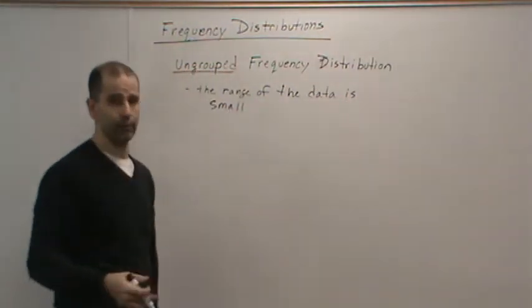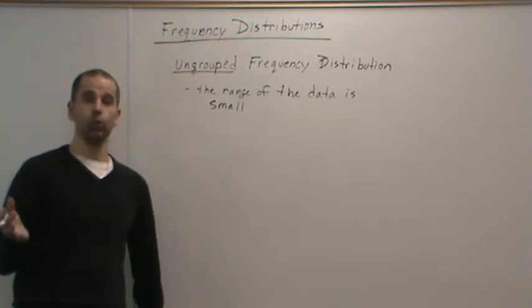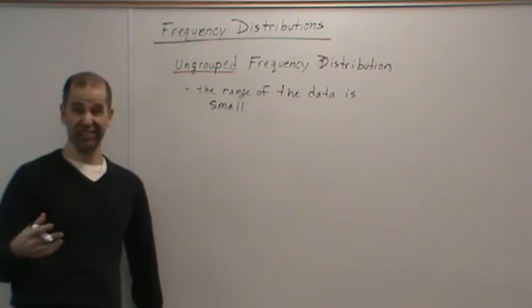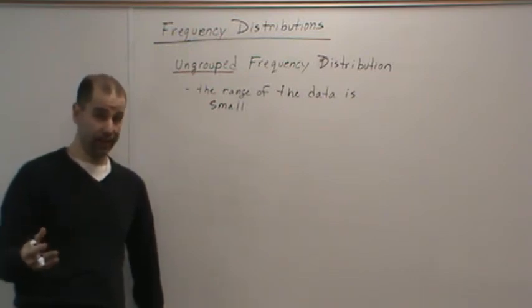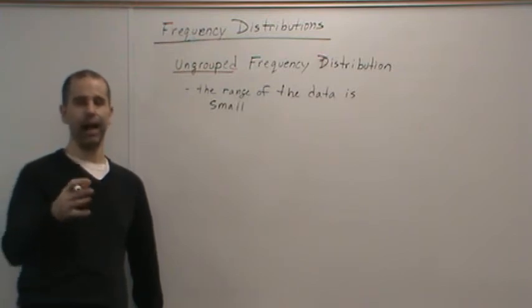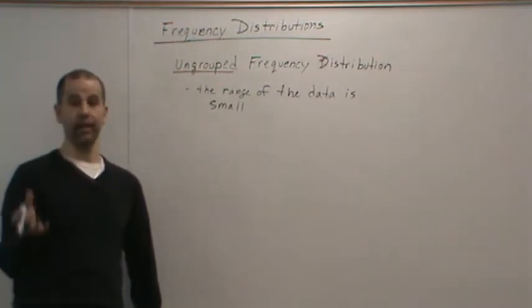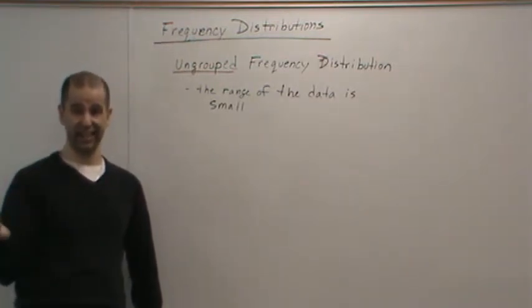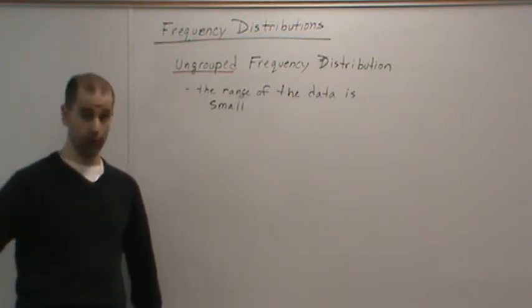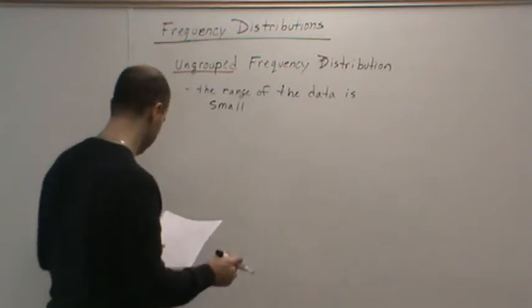What's small? There's really no rule of thumb. Usually like 11, 10, or less, you're not going to want to group. Again, you'll see why. What I would do is, if the range of the data is anything less than 10, you're probably not going to want to group. But if it's bigger than 10 by a whole bunch, then you'll want to group. And I'll show you examples of that again.